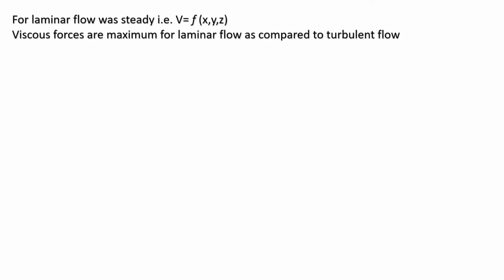Now before moving on to turbulent flow, let's look at what we described the laminar flow as. For laminar flow, we said that the laminar flow was steady. And what does steady flow mean? That if we take velocity, velocity will be only a function of the spatial coordinates like the x, y, z coordinates. We will not be looking at velocity as a function of time, but only as a function of the spatial coordinates x, y, z.